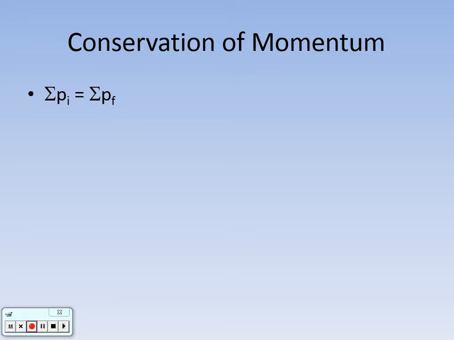What does sigma pf mean? The sum of all the final momentums, right? So what this equation says is, if we look at the total momentum at the beginning and the total momentum at the end, it's going to be the same. And that's the idea of conservation. Whatever we start with, we're going to end up with.